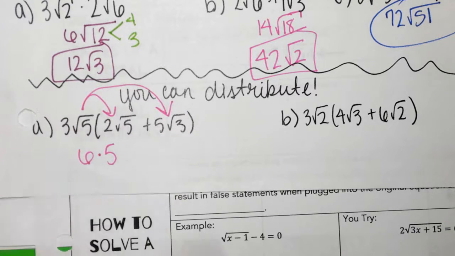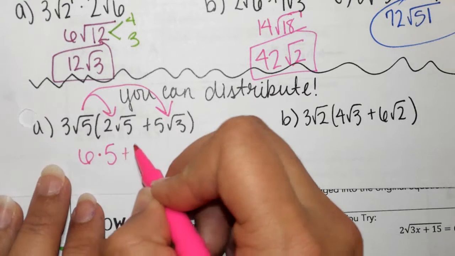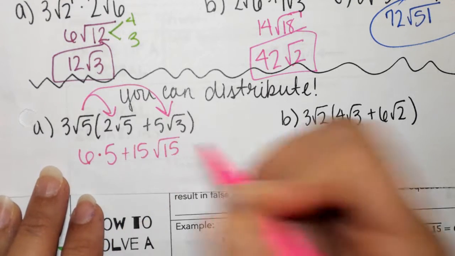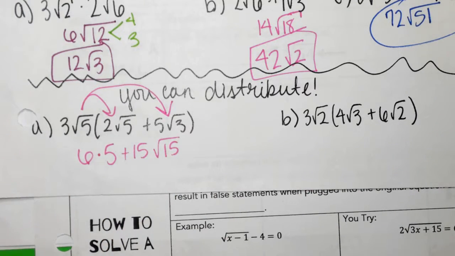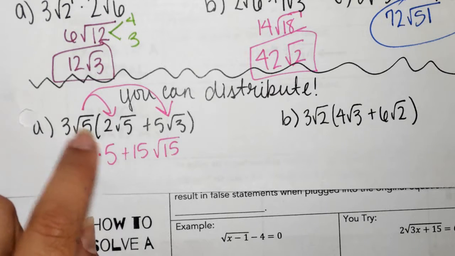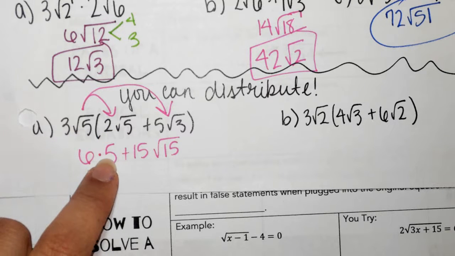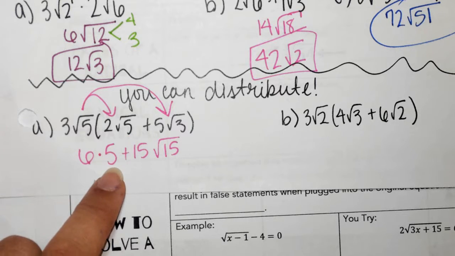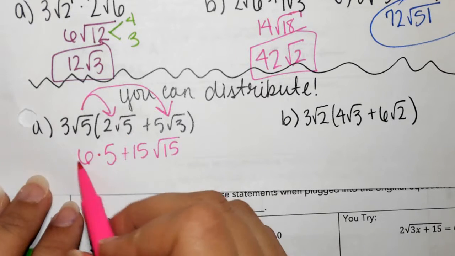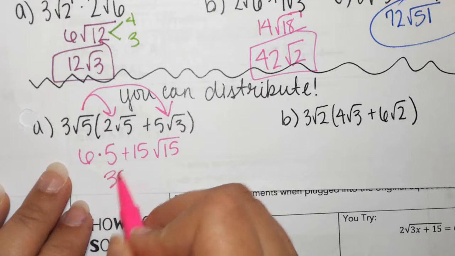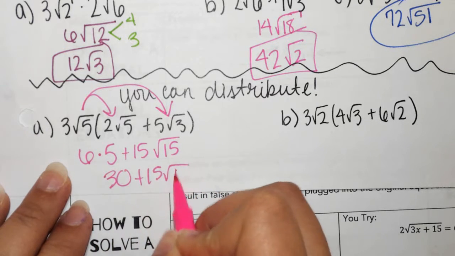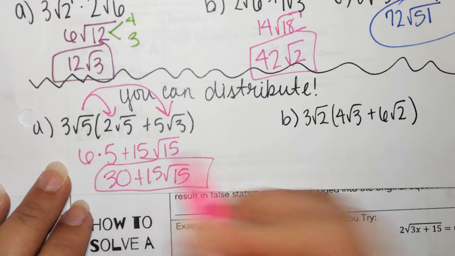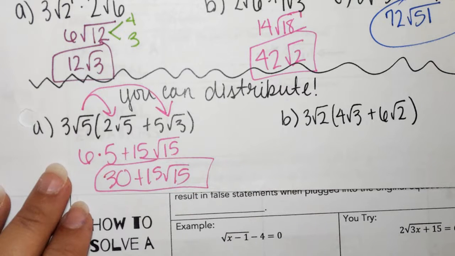Alright, now 3 root 5 times 5 root 3 gives us 15 root 15. Because the square root of 5 times the square root of 5 is just 5. Exactly. Because the square root of 5 times the square root of 5 is the square root of 25, and the square root of 25 is 5. Alright, 6 times 5 is? 30. So 30 plus 15 root 15, that's our answer. Nope, you can't combine those.